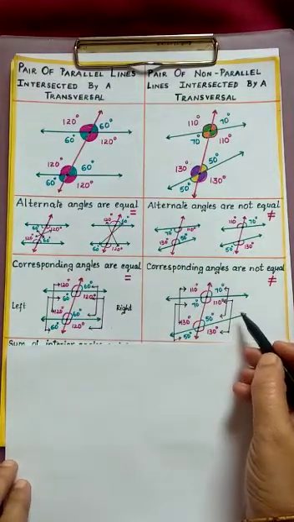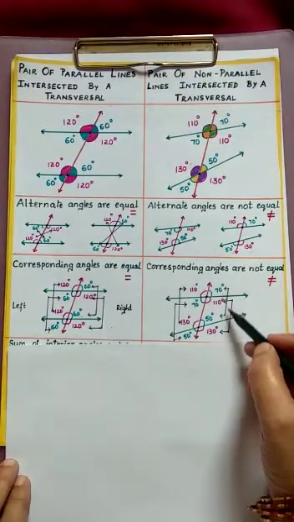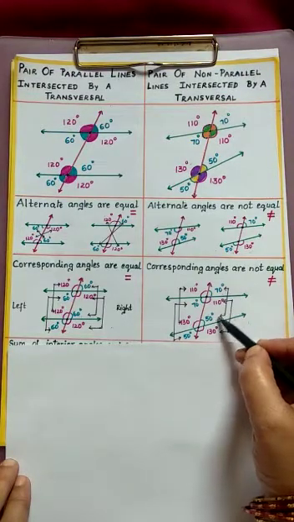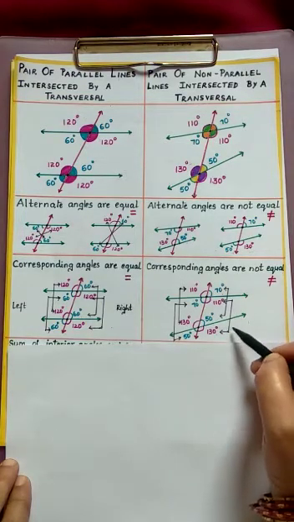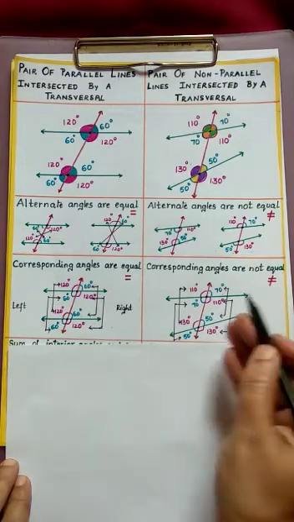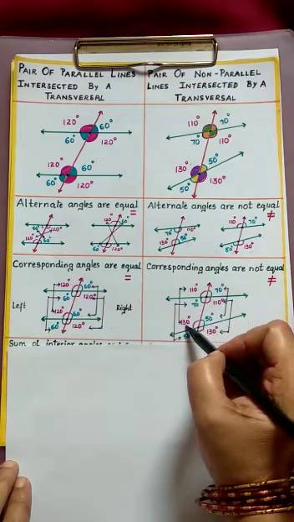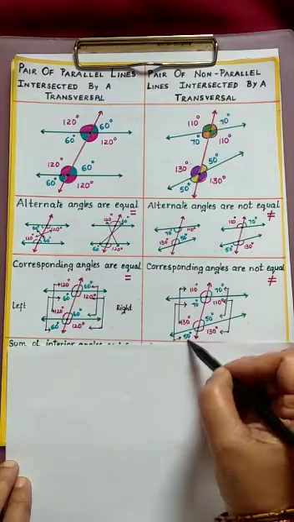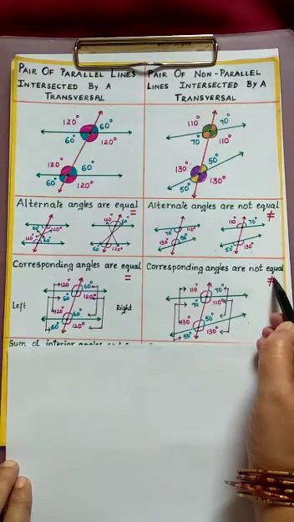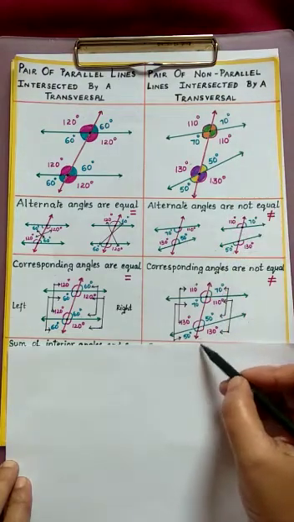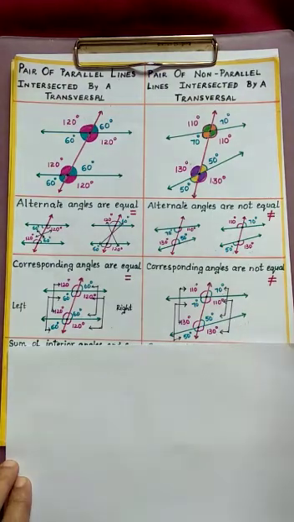Now come to the non-parallel lines. Corresponding angles are not equal. Now you observe here on the right side. Here 70 degrees and 50 degrees, they are not equal. 110 degrees and 130 degrees, they are also not equal. So on the right side two pairs are not equal. Now see the left hand side. 110 degrees, 130 degrees, they are not equal. Now 70 degrees and 50 degrees, they are not equal. It means four pairs of corresponding angles are not equal when non-parallel lines are intersected by a transversal. These two non-parallel lines are intersected by a transversal, so they are not equal.